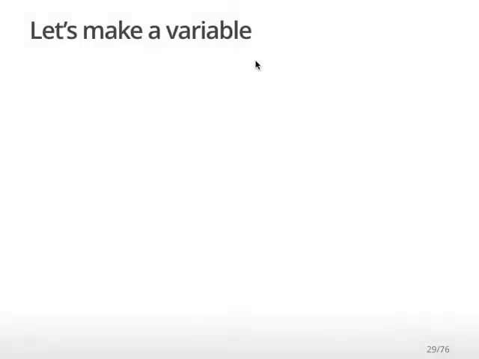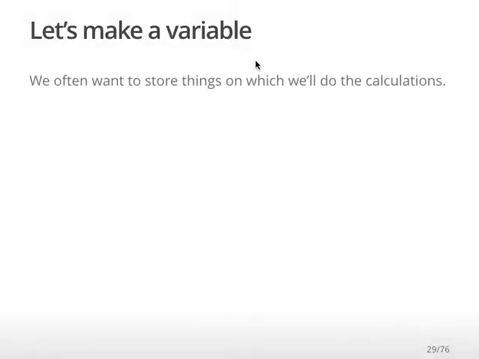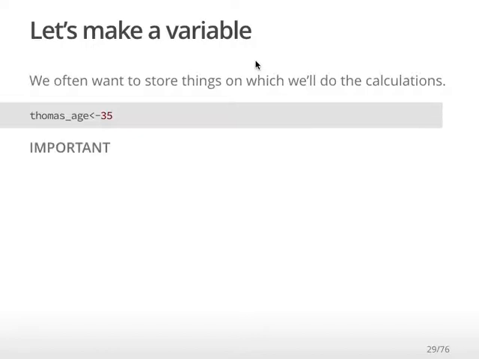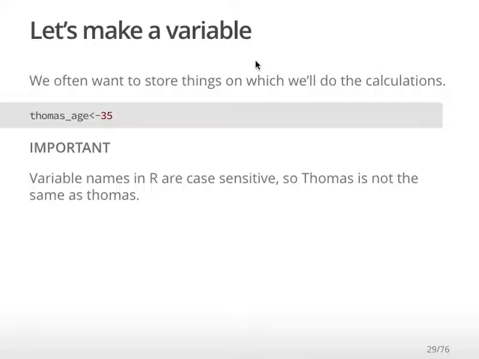So the next thing is to make a variable, and so we often want to store things to use later rather than using the raw numbers. So this is, I must admit, a couple of years ago, so I've aged slightly. This will store my age as a variable somewhere. It's important to note that they're case sensitive. So if I had put Thomas with a capital T, that's not the same as Thomas with a lower t. It's really sensitive to that.